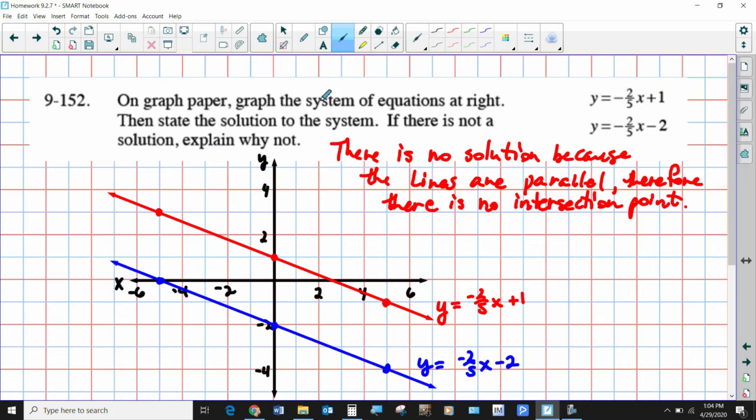On paper, graph the system of equations, state the solution. All right, well, these two lines are parallel to each other. They are never, ever going to intersect each other. So that means that there is no solution, because the solution to the system of equations is the intersection point of those two lines. They never intersect. There's no solution.